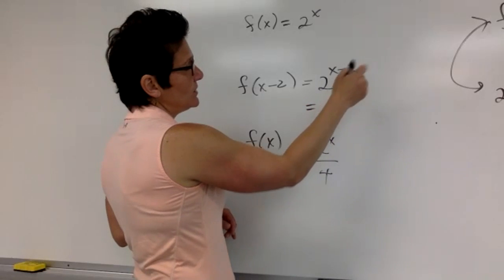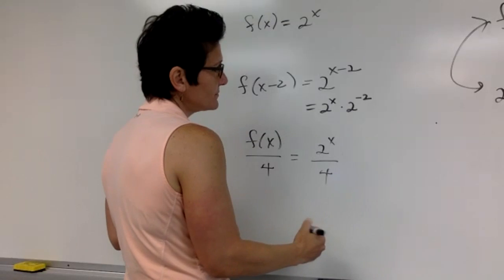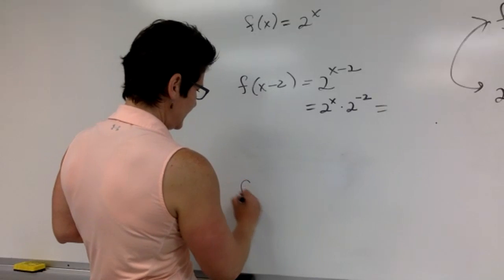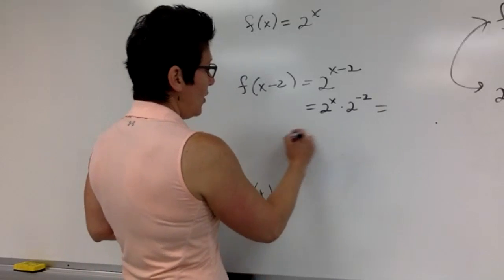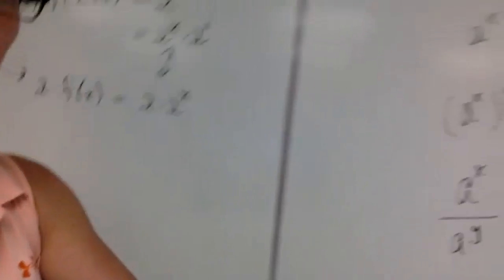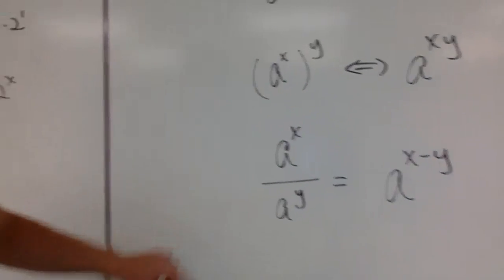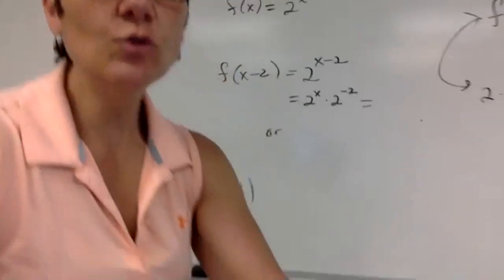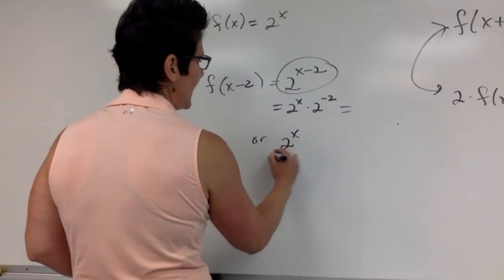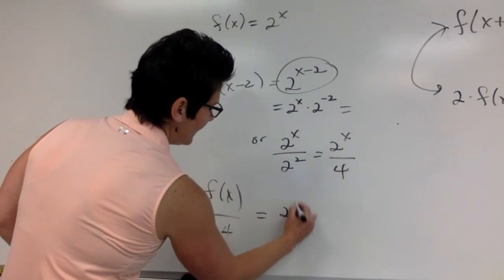And again, using those laws of exponents, we can write this as 2 to the x times 2 to the negative 2. Or we could even go ahead and move this down a little bit, some space, f of x over 4. Or you could have done, because this is subtraction, you could have used this subtraction and rewritten it as this over this using the laws of exponents. So using those laws of exponents, we can easily take this and rewrite it as 2 to the x over 2 squared.